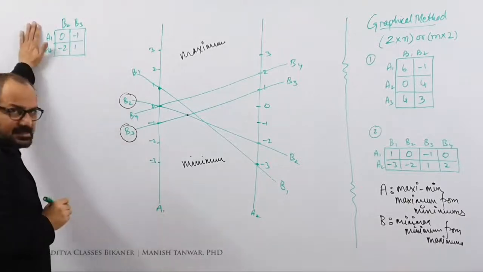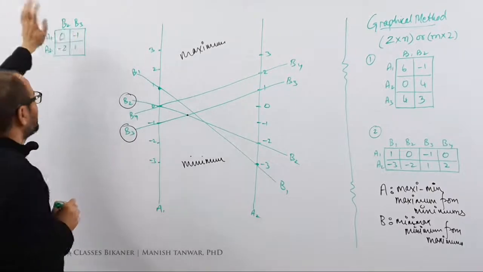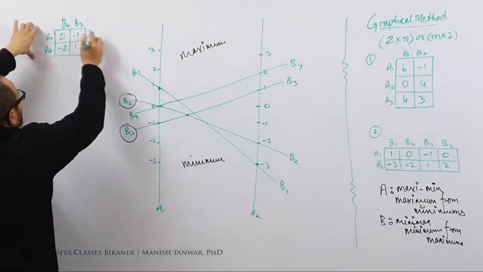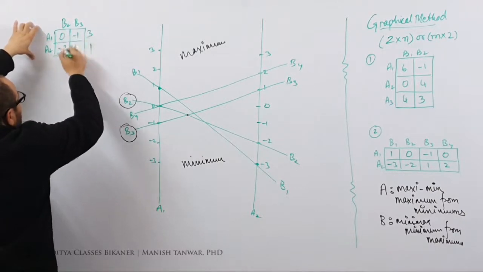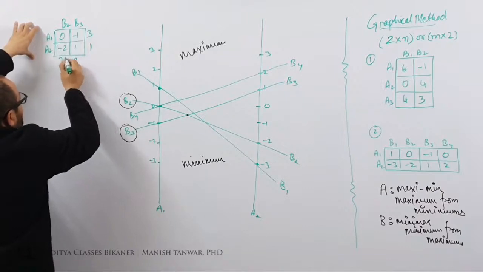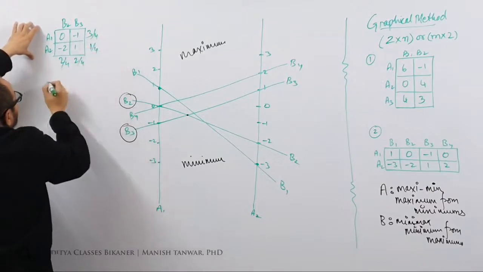You can check if it has a saddle point. If it doesn't have a saddle point, we'll go ahead and solve it using oddment method. You can check it doesn't have a saddle point. Difference of 0 and -1 would be 1. This would be 3, 2 and 2. So strategies would be 3/4, 1/4, 2/4 and 2/4.